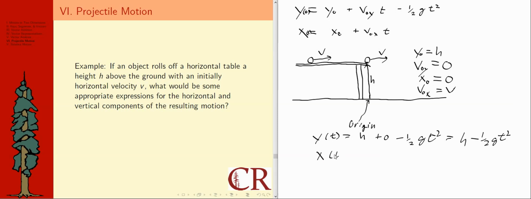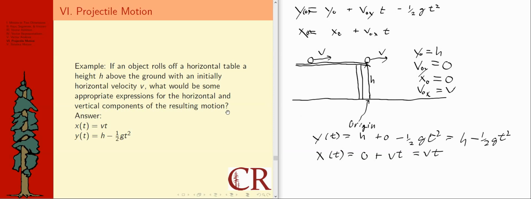x of t represents the horizontal component of motion, and making the appropriate substitutions, I've got 0 plus v t, which means I've just got a simple v t there. That really just represents the rate formula, which represents inertia, which is what I would expect. So a couple of very simple formulas there, and maybe I can see them summarized here.